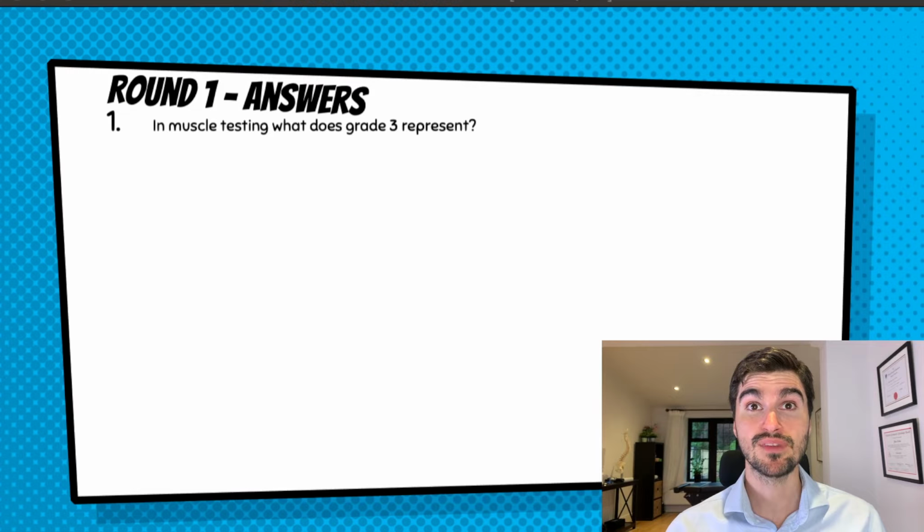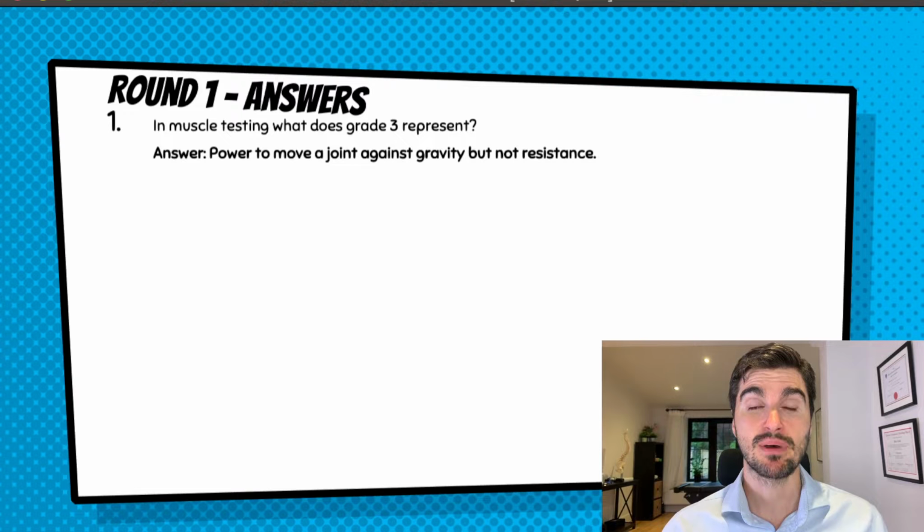So question 1, in muscle testing, what does grade 3 represent? The answer, of course, is power to move a joint against gravity, but not resistance. So grade 0 would be there's no sign of muscle activation at all. So it doesn't matter, you can't feel it or see it, there's no movement in that muscle at all. Grade 1 would be that there's some sign of muscle activation, like a twitch, but there's no movement of the joint.